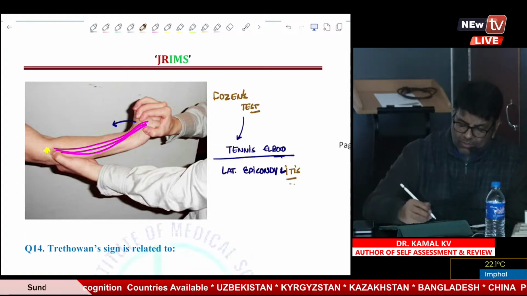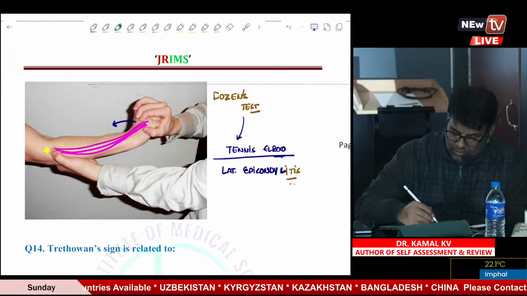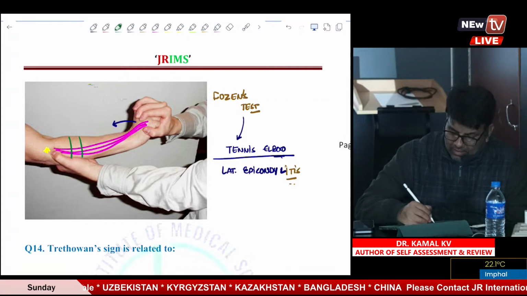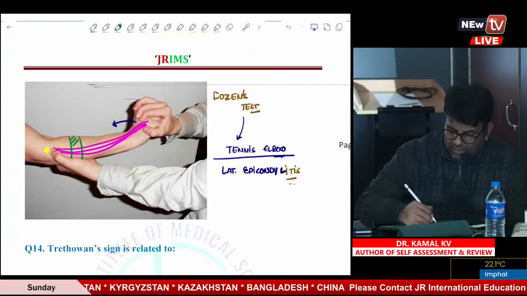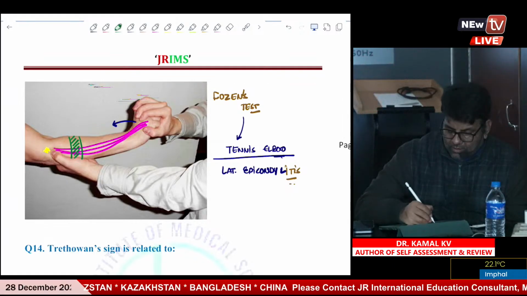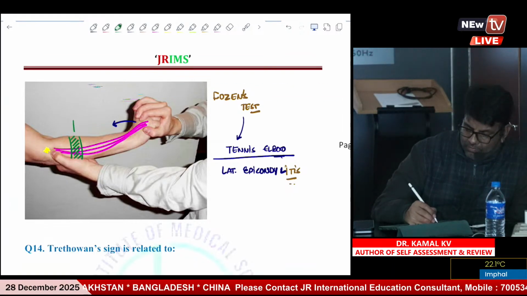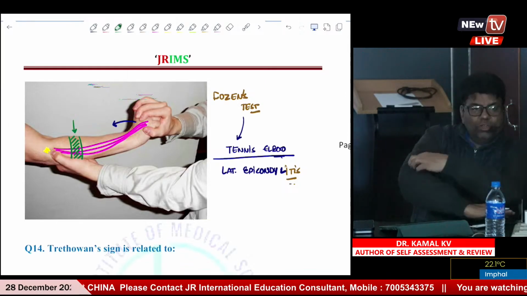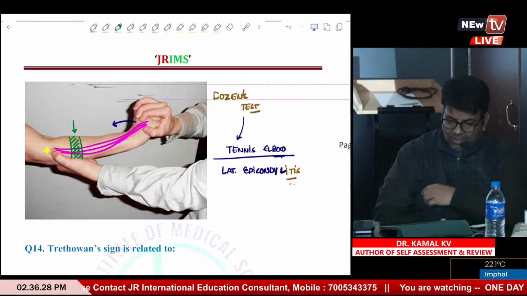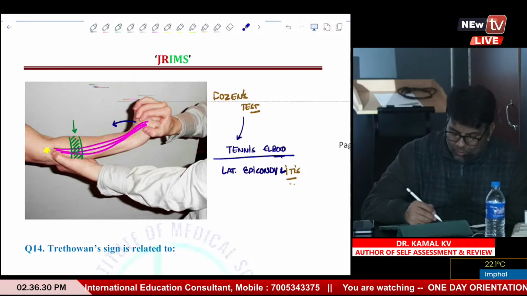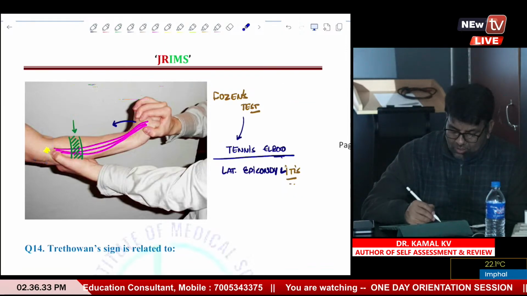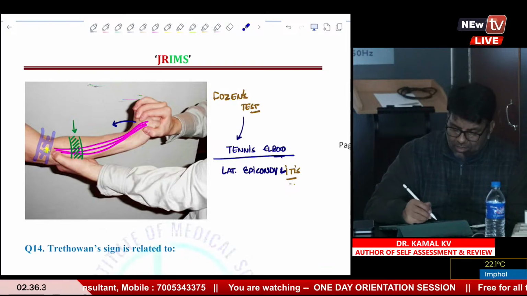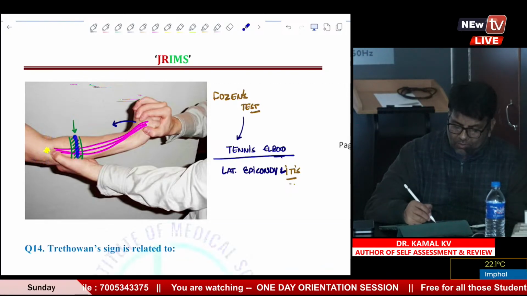Okay. So this is Cozen test, and what do we need to do? We need to put a tennis elbow band somewhere here. So this is the position of the tennis elbow band, because we don't want the stretch to reach up to the lateral epicondyle. Many people put the band here, but this is the wrong position. It should be put on the upper part of the forearm.